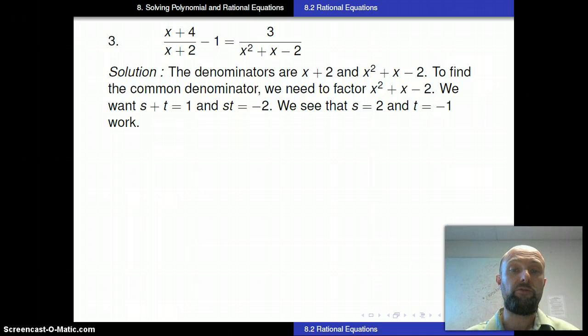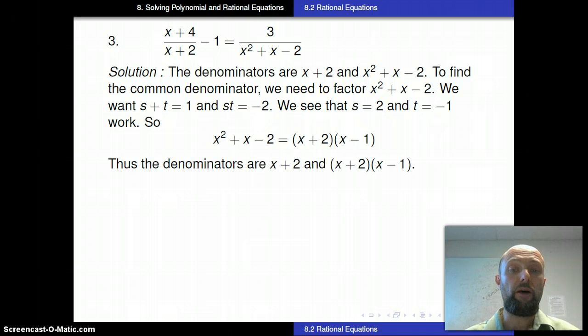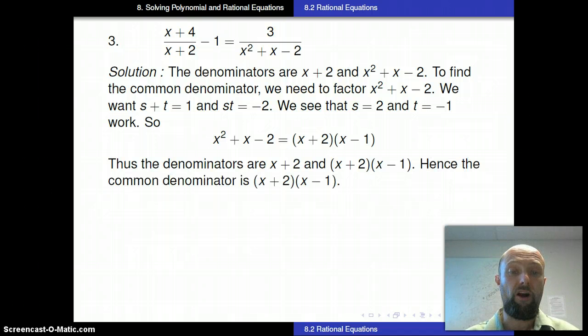We see that 2 and -1 work. 2 + (-1) is 1, and 2 times -1 is -2. So we can factor x² + x - 2 as (x + 2)(x - 1). Thus the denominators are x + 2 and (x + 2)(x - 1). Hence the common denominator is (x + 2)(x - 1).